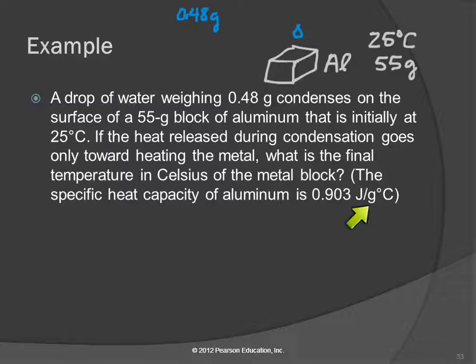What's this number? What's this 0.903? Does that refer to the aluminum or to the water? Aluminum. So we kind of missed that one the first time, so let's write that over here. 0.903 joules per gram degrees Celsius.